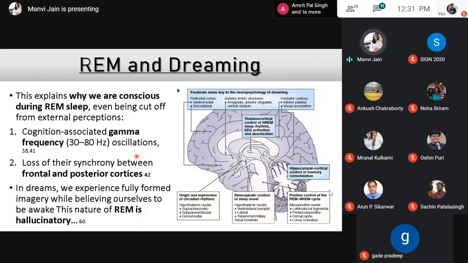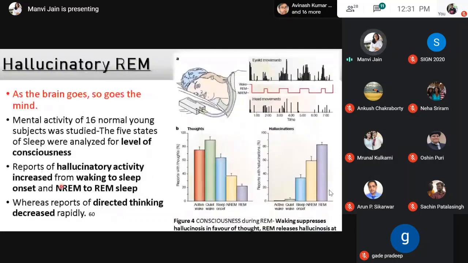But before that, I want to probe another point, that REM sleep or REM dreaming is purely hallucinatory, and that is proved by this particular study and this phrase: as the brain goes, so goes the mind. Mind is nothing but the thoughts and cognition. So as the brain goes through different stages of sleep, with different types of activities, the mind goes the same way. You can see in this paragraph that the thoughts are coming down and down in the same corresponding level, while the hallucinations are going up and up.